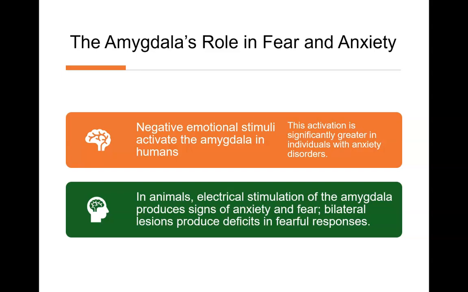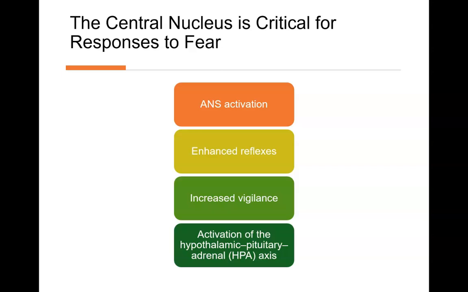Now, on the other hand, if we damage both sides of the amygdala, we actually see deficits in fearful responses. Now, the central nucleus of the amygdala is going to be critical for responses to fear. So that includes the autonomic nervous system activation, particularly the sympathetic branch, that fight or flight system. It's going to have output that enhances our reflexes, it increases our vigilance and our arousal and our alertness, and most importantly, it activates that HPA axis that we talked about last time.